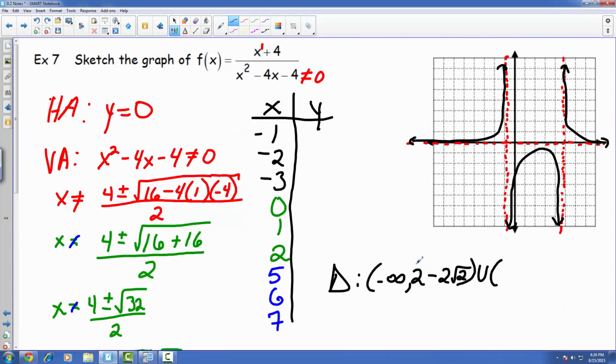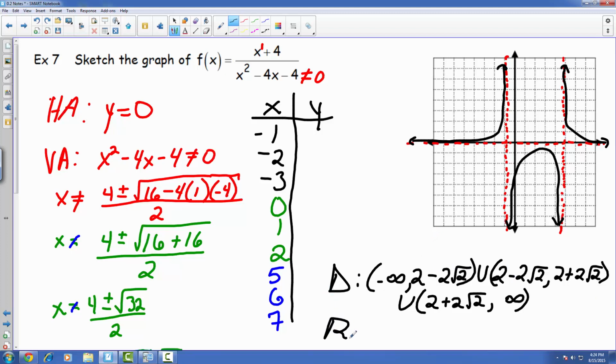Union. Then we have this same thing where it picks up right down here and continues on. So we have 2 minus 2 root 2, goes on to 2 plus 2 root 2, which is that 4.8 whatever. And then it picks up after that and goes on forever and ever. We're going to end up with 2 plus 2 root 2, comma, infinity. So again, these give us the exact values for our interval notation.